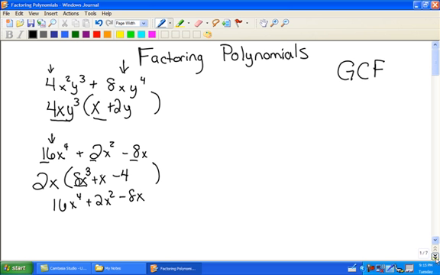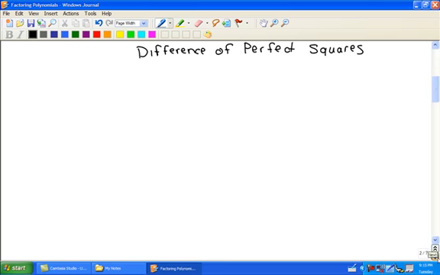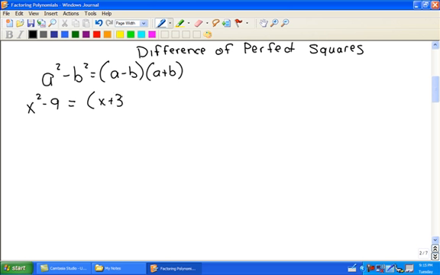with. The next kind of factoring we're going to look at is the difference of perfect squares. Remember, the pattern is if you have a squared minus b squared, it's always going to factor into a minus b times a plus b. So let's say that we have x squared minus 9. We have a perfect square for the x squared, and we have a perfect square for the 9. So the a would actually be x, and the b would actually be 3. This is going to factor into x plus 3 times x minus 3.